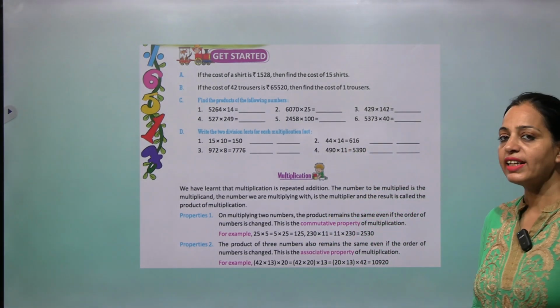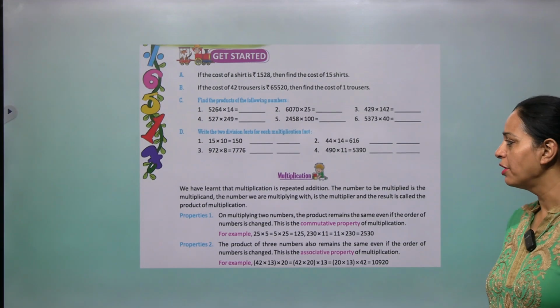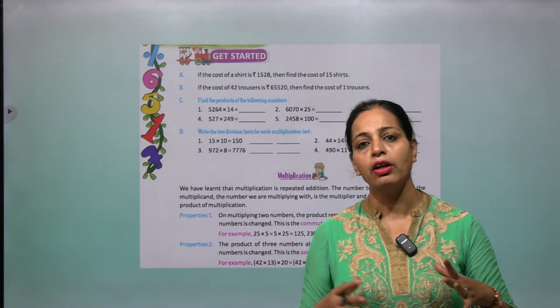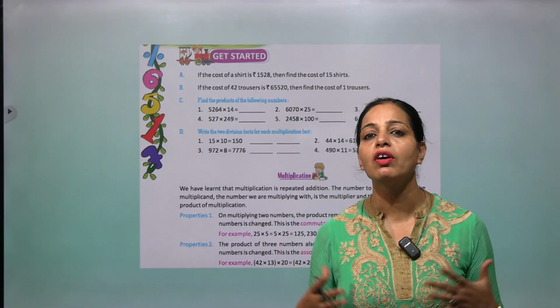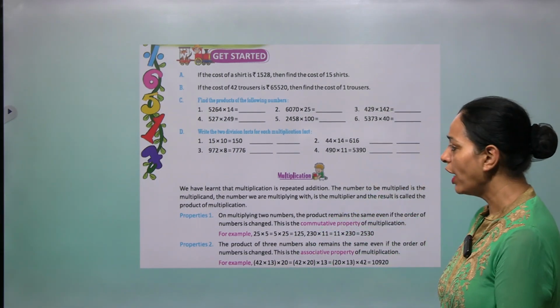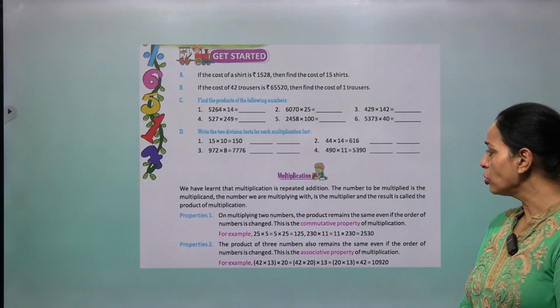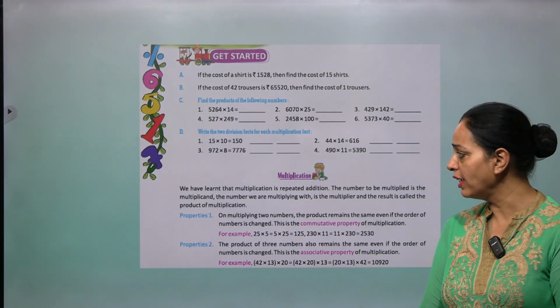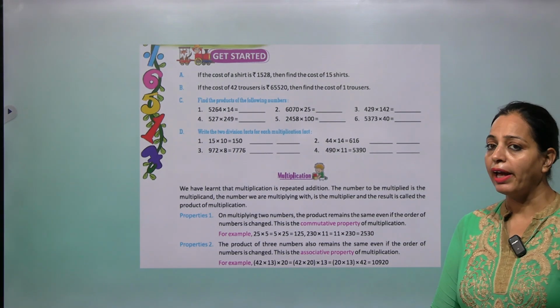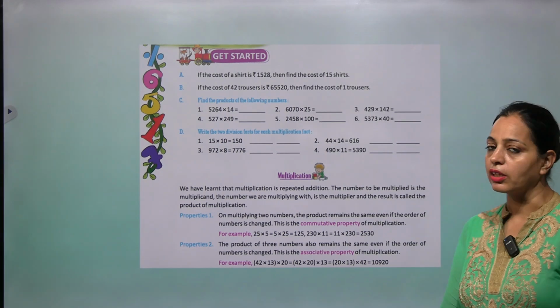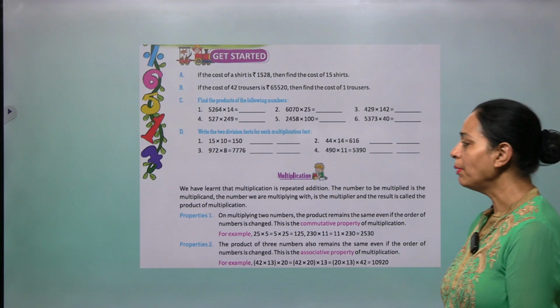Now see, next is multiplication. You know how to multiply numbers. Here we are doing multiplication of large numbers. We have learned that multiplication is repeated addition. The number to be multiplied is the multiplicand, the number we are multiplying with is the multiplier, and the result is called the product of multiplication.